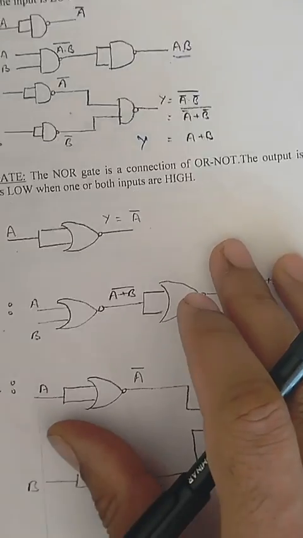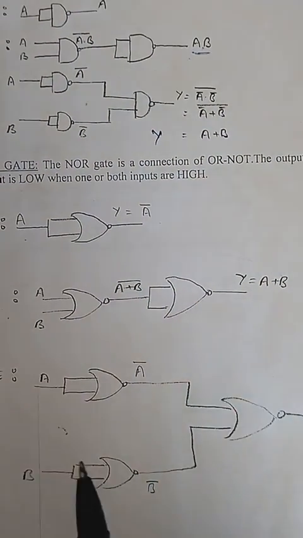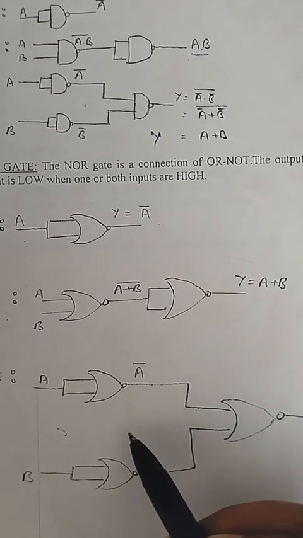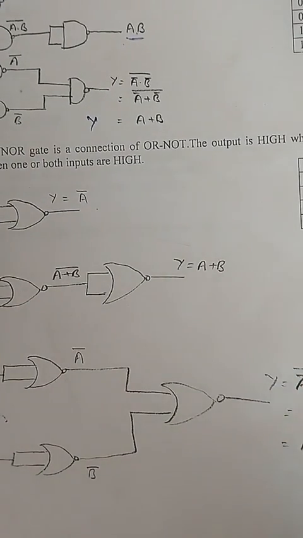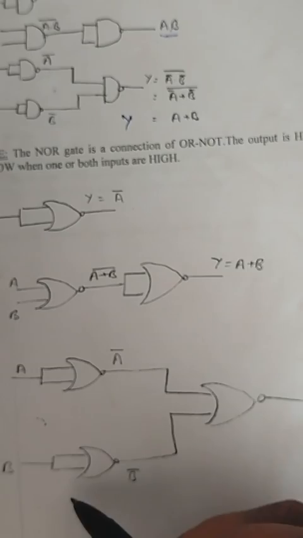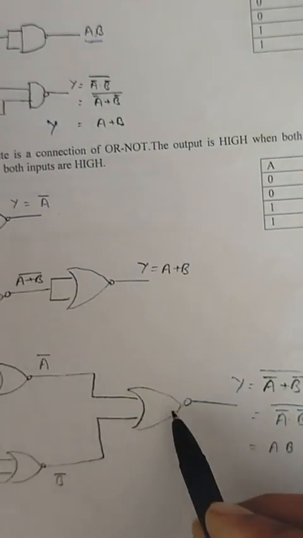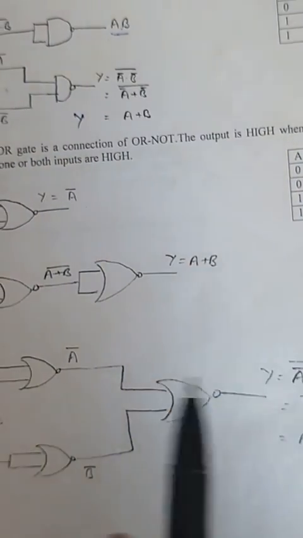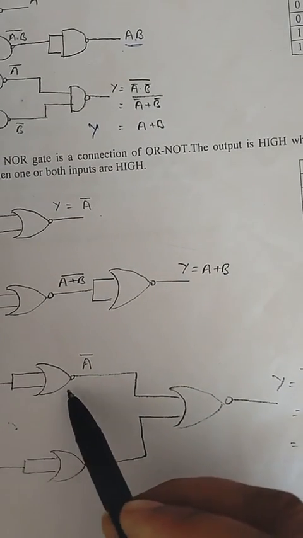Third one is your AND gate, the AND gate using the NOR gate. Here we use three NOR gates, 1, 2 and 3. First NOR gate, second NOR gate, and the third NOR gate. Now you can see these NOR gates used as NOT gates.